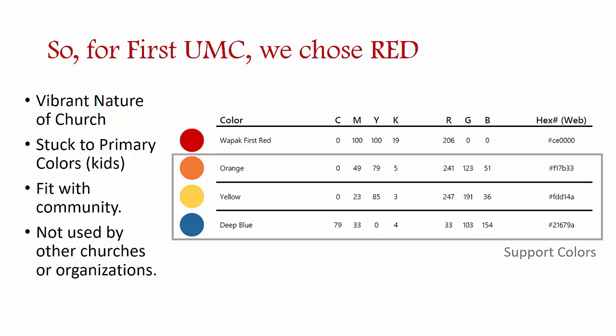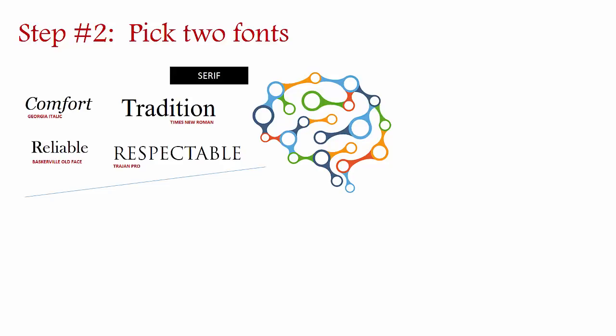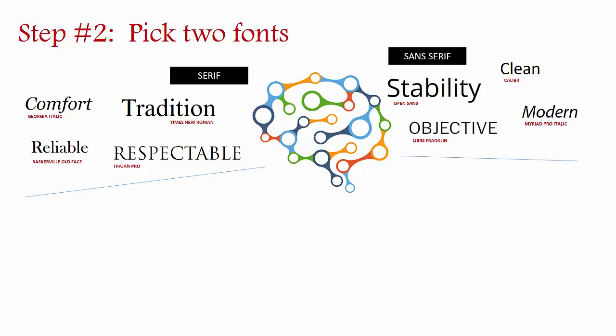So the second thing we do after we've picked a color is we have to pick fonts. Fonts evoke feelings the same way colors do. There's a couple different types of font. One is serif, and this was the traditional beginning font when they did typesetting. And so what you see is the little points that come off the letters. It feels very traditional and respectable and reliable. Whereas sans serif fonts, those don't have those little points coming off of them. It's more clean and modern and objective.